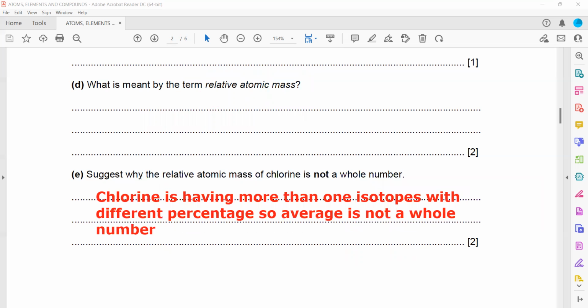Is it clear? That why the average mass of the chlorine is not a whole number? Yes, clear. Okay.